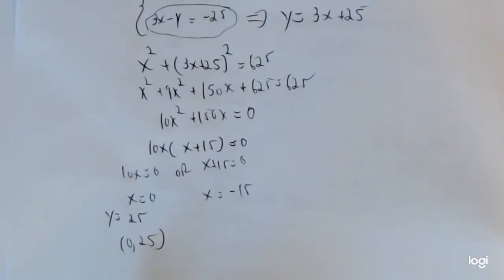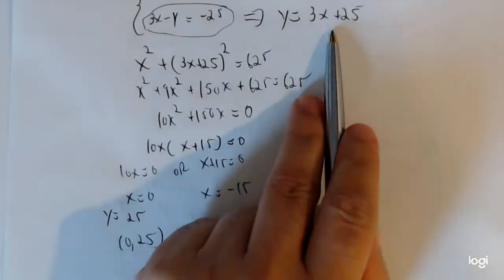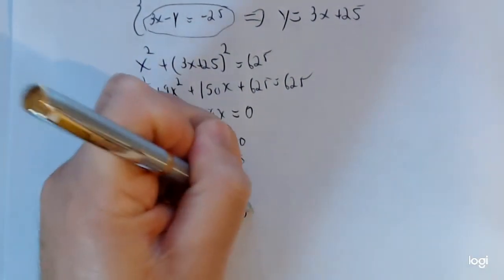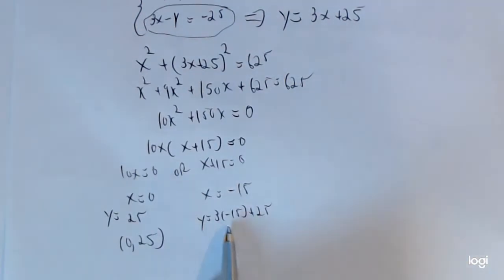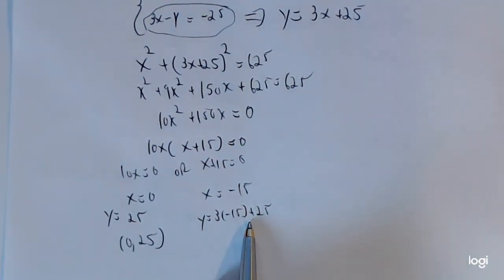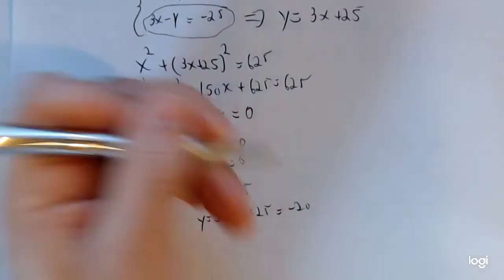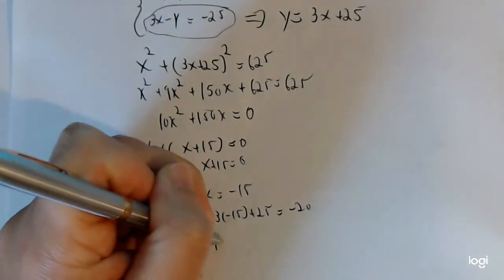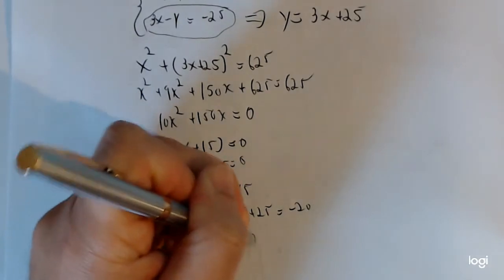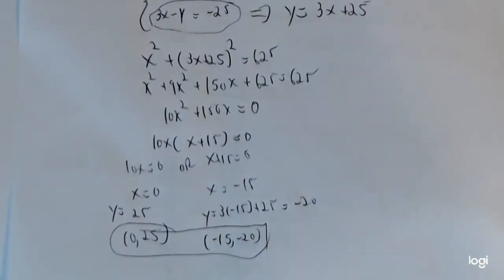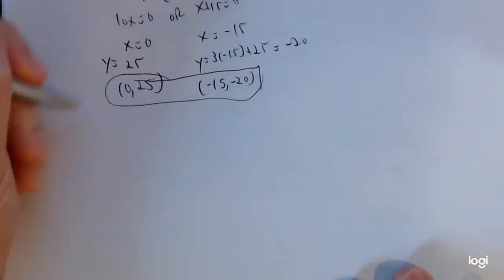That's one solution. And then when x is negative 15, what does that become? y is 3 times negative 15 plus 25. 3 times negative 15 is what? Negative 45 plus 25 is negative 20. So my second solution is (-15, -20). So actually for this case we ended up getting two solutions. Okay, so moving on to the second example.